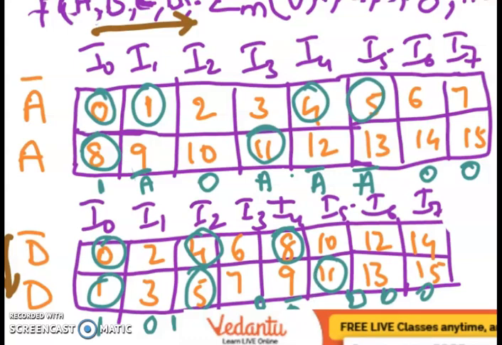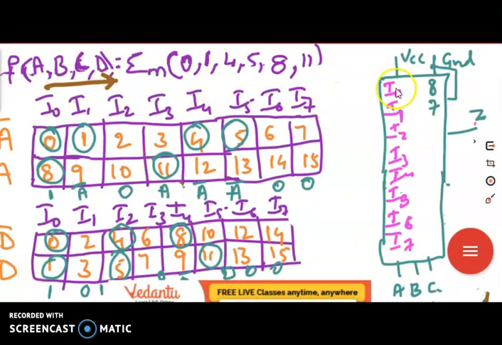So once we get these inputs, now we need to draw the circuit for this. Either we can draw the circuit for A or we can draw the circuit for D input. But we need to remember how to draw the circuit. It's an 8:1 multiplexer. I've written the pin diagram and the features of the 74151 IC.